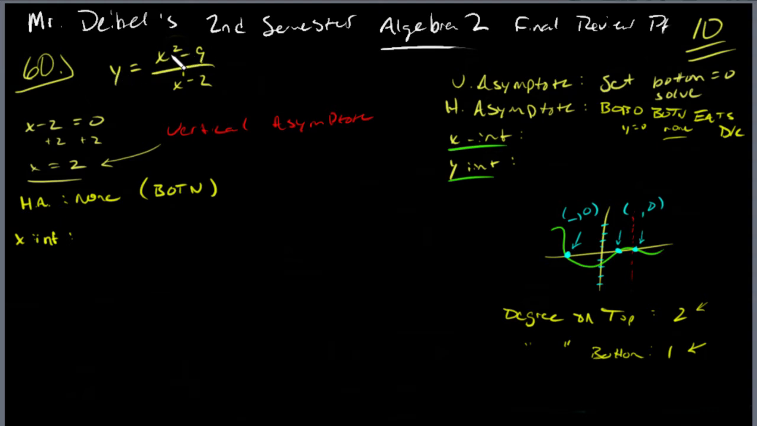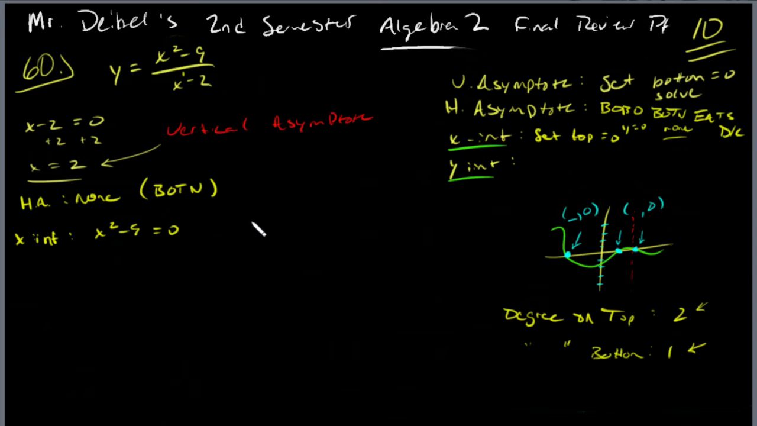Any time in a fraction when the numerator is 0, the fraction will be 0, excluding the possibility of the denominator also being 0. So what we want to do here is set the top, or the numerator, equal to 0 and solve. So we've got x squared minus 9 equals 0.